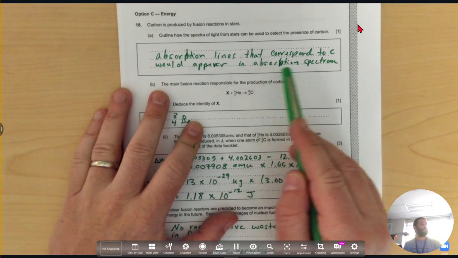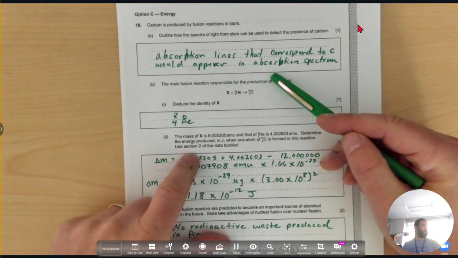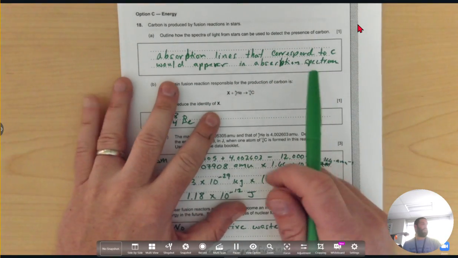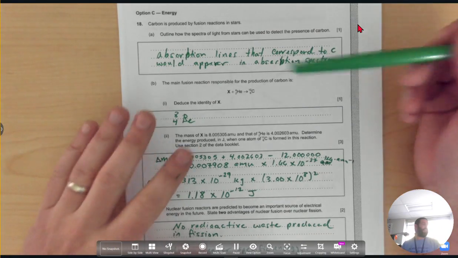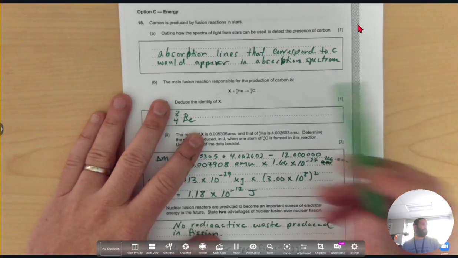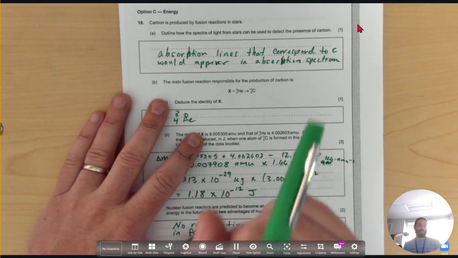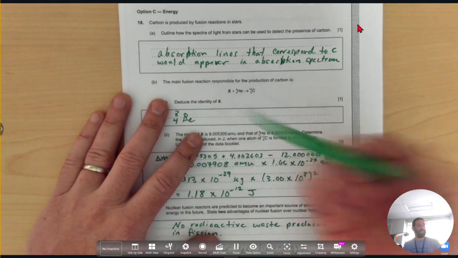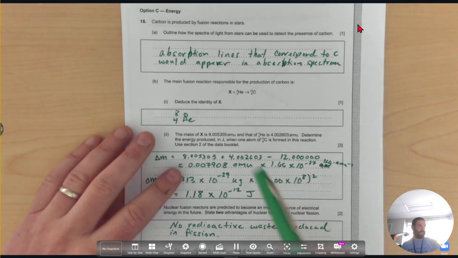So remember, we use absorption spectra. I'm having a little trouble spelling that word. I think it's with the P-T-I-O-N, but whatever. Anyhow, so we use the absorption spectrum. Each element has its own unique absorption spectrum. Think of it like a fingerprint, right? So if we see the absorption lines that correspond to carbon's lines, then that tells you that it's there.